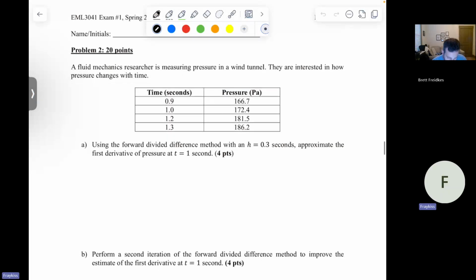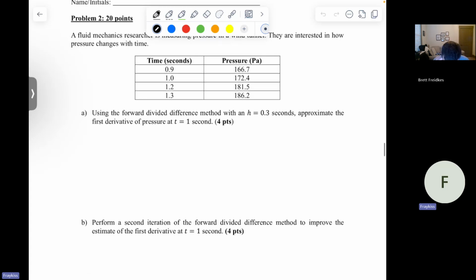So as you can see on the screen, I give you some data in a table where I give you time and pressure, and I tell you that some researcher is interested in knowing how pressure changes with time, so the derivative of pressure with respect to time. And for part A, I say that using the forward divided difference method with h is 0.3 seconds, approximate the first derivative at t equals 1. So I am interested in the derivative at this point. And it says use forward differentiation with an h of 0.3.